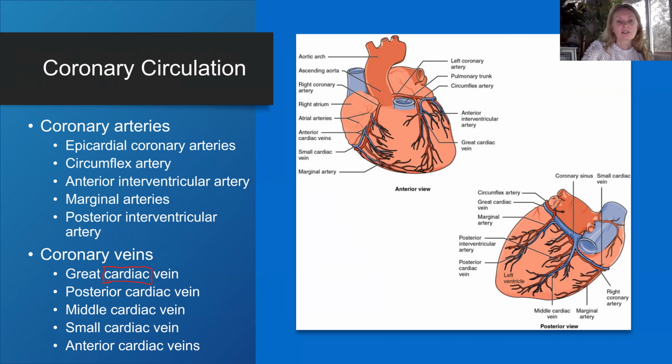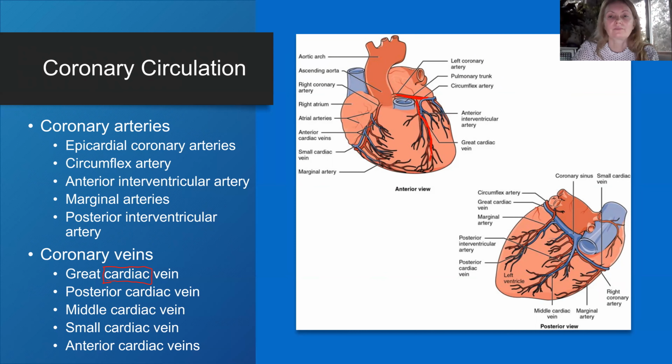So we have epicardial coronary arteries. They supply the epicardium. So we have the circumflex artery that is right there. Right, so here's the circumflex artery. Then we have the anterior interventricular artery that will be right here. It's on the anterior side and it's between the ventricles. So it's the anterior interventricular artery.